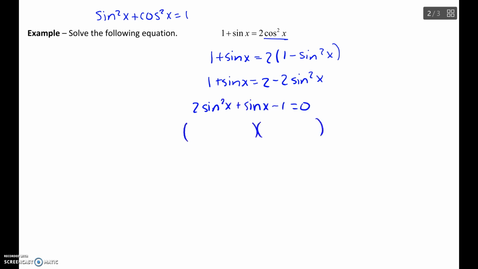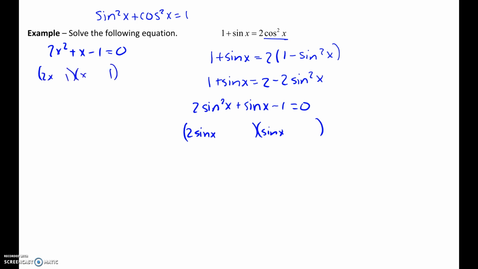It's quadratic. Now we can factor it. So 2 sine x and sine x. Again, if you can't figure out how to factor it with the sine, come over here and do it and factor just a regular quadratic. So 2x and x, and then those are both 1s.